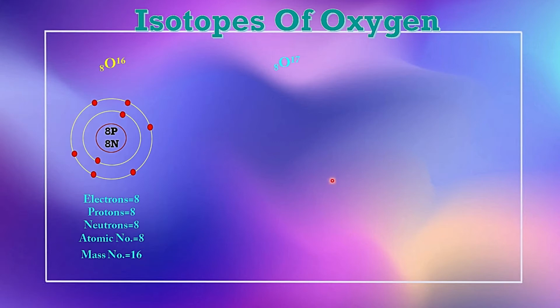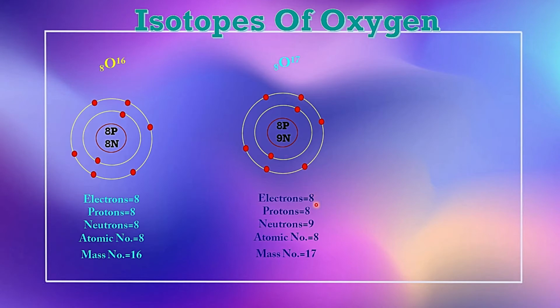Second isotope of oxygen is known as oxygen-17. It contains 8 protons and 9 neutrons. Electrons are the same, 8, protons are the same, 8, but neutrons are different, having 9 neutrons. Atomic number is the same, mass number is different, 17.